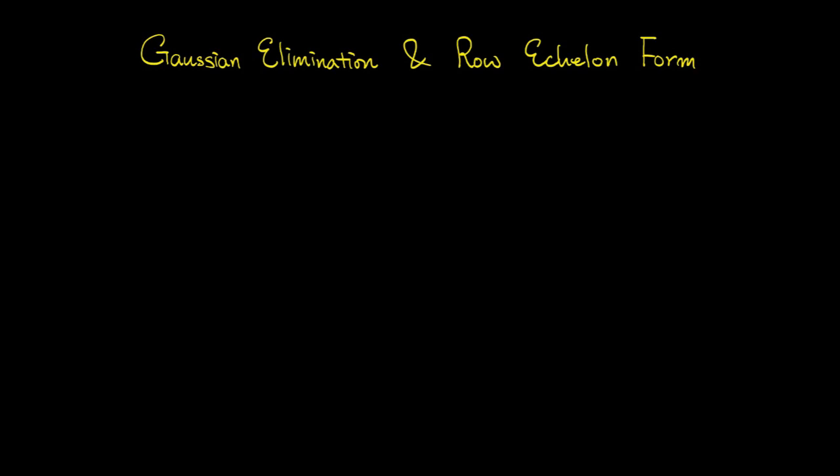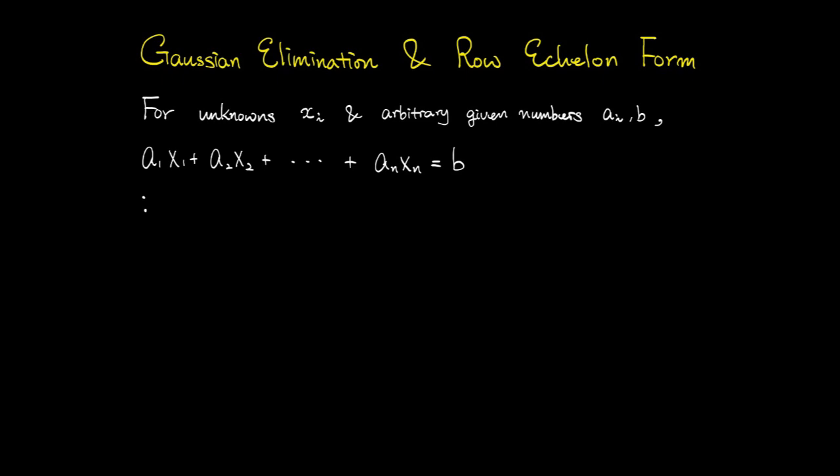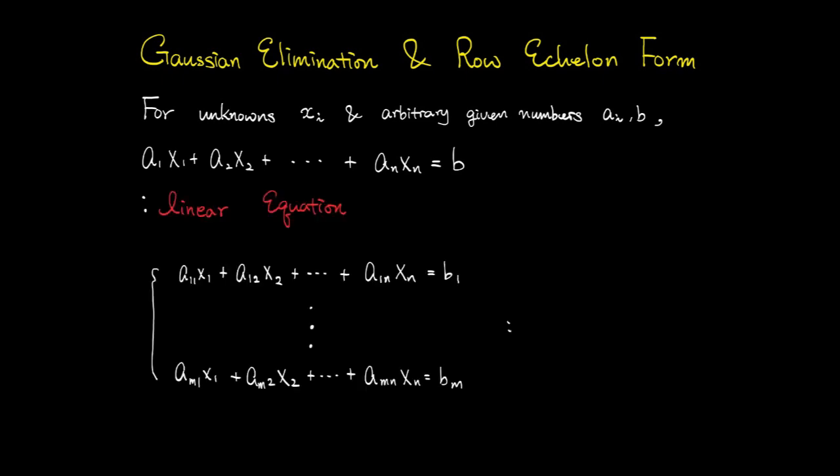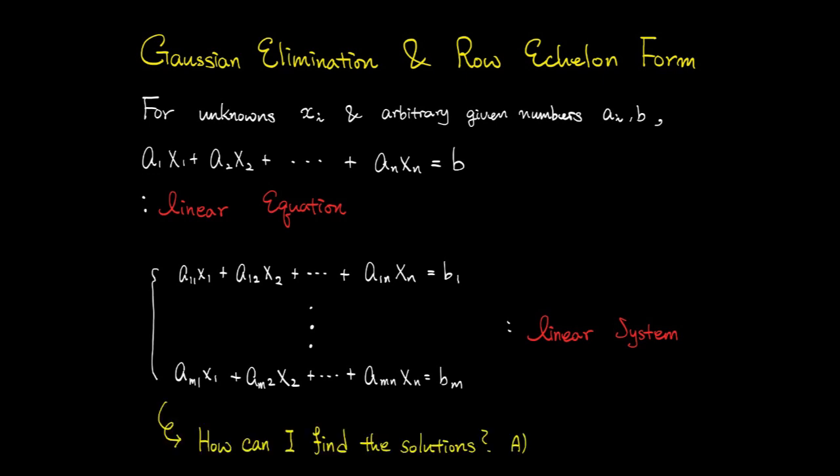Today, I'm going to talk about Gaussian elimination and row echelon form. For non-zero xi and with arbitrarily given numbers ai and b, an equation like this is called a linear equation. And a collection of linear equations like this is called a linear system. How can I find the solutions of a linear system?